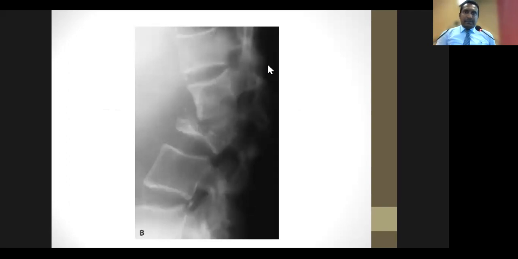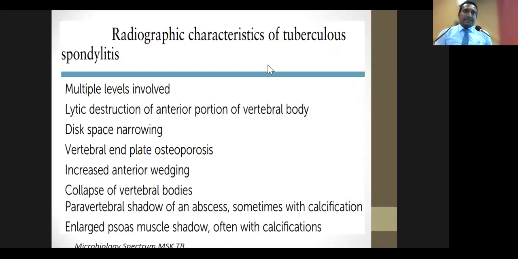As you all can see, multiple consecutive vertebrae are involved, and there is anterior destruction of the vertebrae with anterior erosion. So radiographic characteristics of spondylitis are multiple consecutive vertebrae involvement and lytic destruction of the anterior portion of vertebral bodies, disc space narrowing, vertebral osteoporosis, increased anterior wedging, and also collapse of vertebral bodies. Sometimes you might see the paravertebral shadow of an abscess or an enlarged psoas muscle shadow suggestive of psoas abscess.